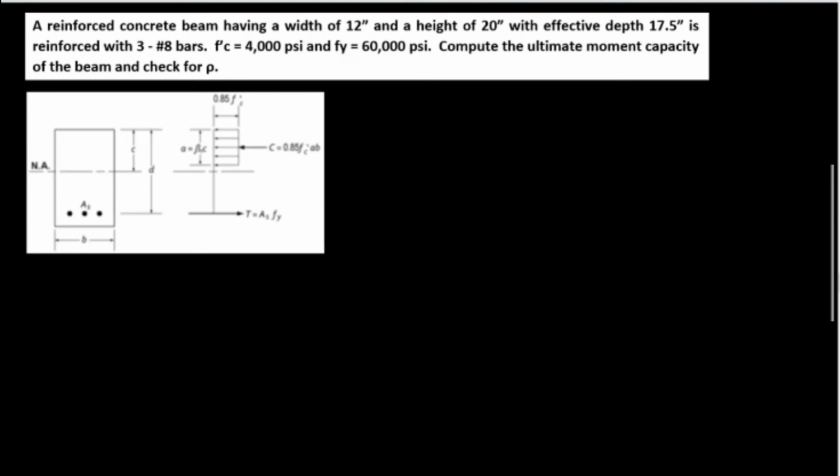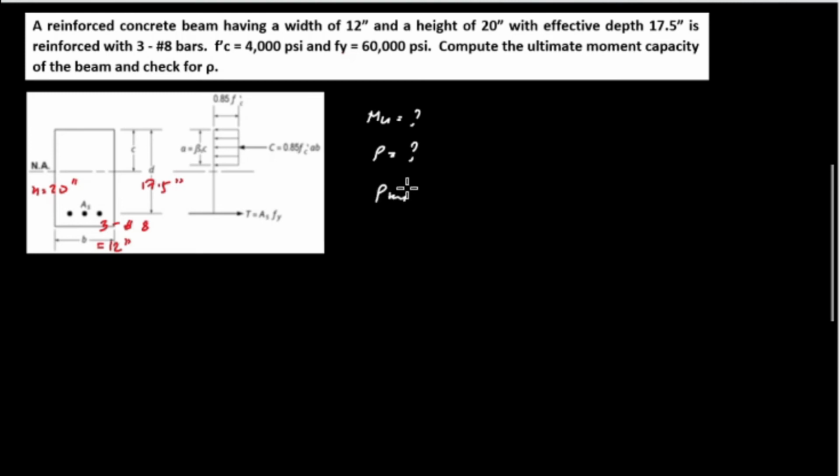So we have a beam, and the size of the beam, this is the base or the width, equivalent to b is equal to 12 inches, and the effective depth d is equal to 17.5 inches, or the height is equivalent to 20 inches. With area of steel, we have 3 of number 8 bar, and we have fc prime, which is 4000 psi, and Fy, which is 60,000 psi. So we will compute the ultimate moment capacity, that's Mu. So we have a question mark of Mu, and check for rho.